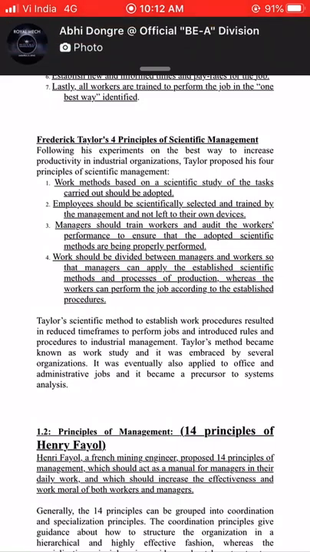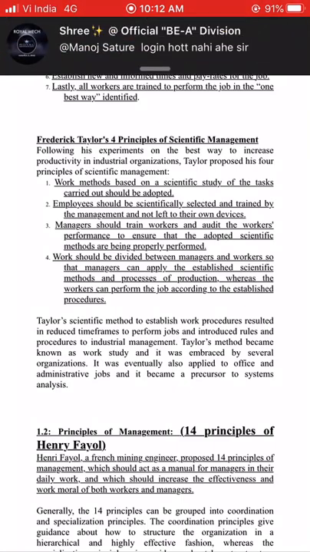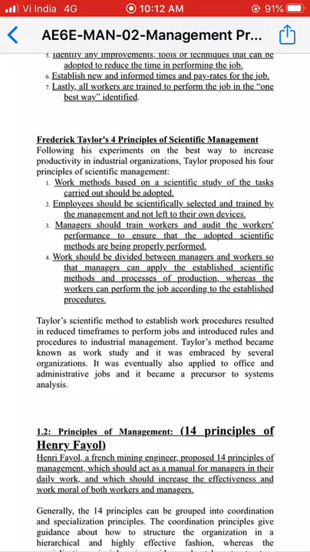Work methods based on a scientific study of the task carried out should be adopted. It means that, as we studied in the previous lecture, there should be a standard method or standard procedure that should be followed by all employees. So this work method should be based on the scientific method, which means we need to train all the employees based on this work method or these procedures.